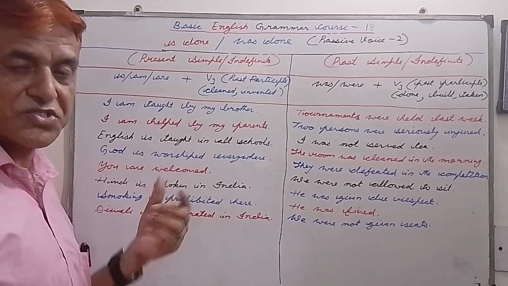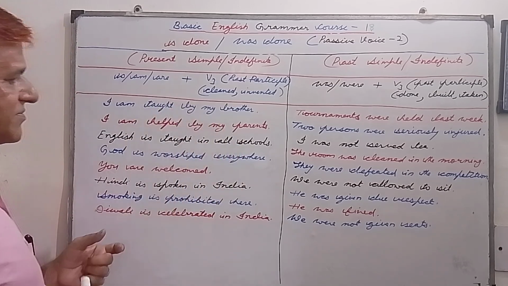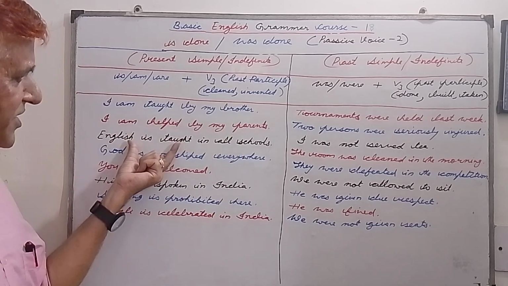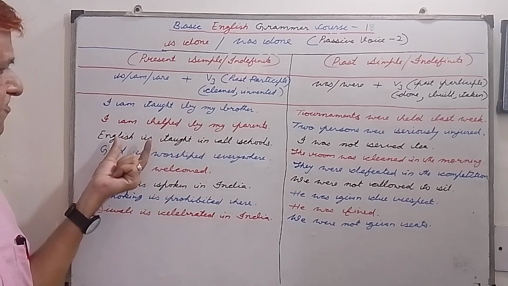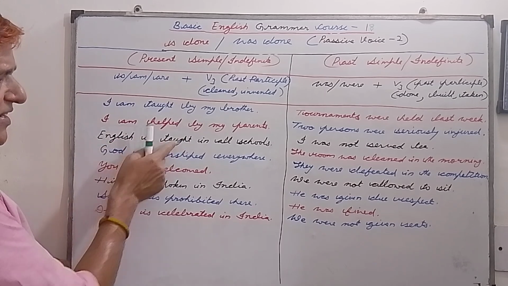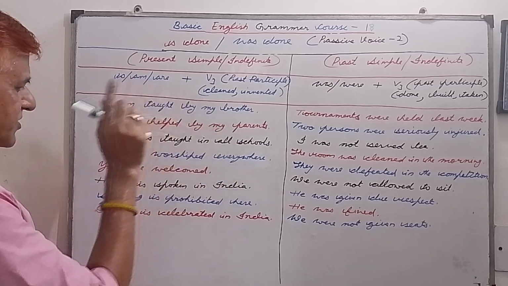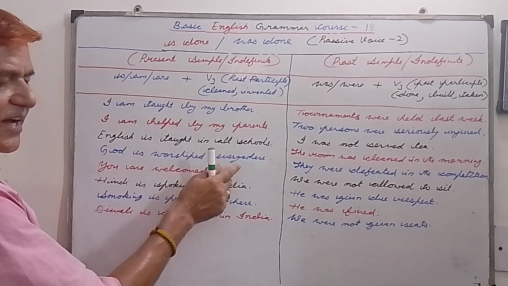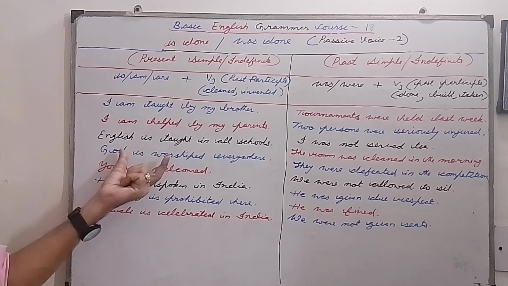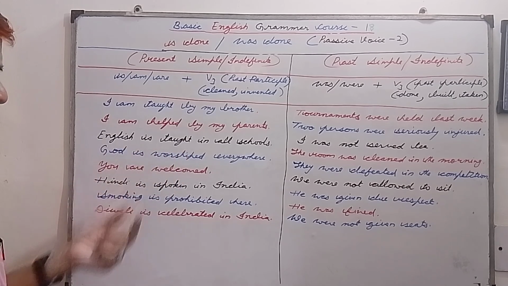The meaning you should take like this: English is taught in all schools. So you can take the meaning. It is the English which is getting affected. Subject: English. English is taught in all schools. God is worshipped everywhere. It means we worship God everywhere.